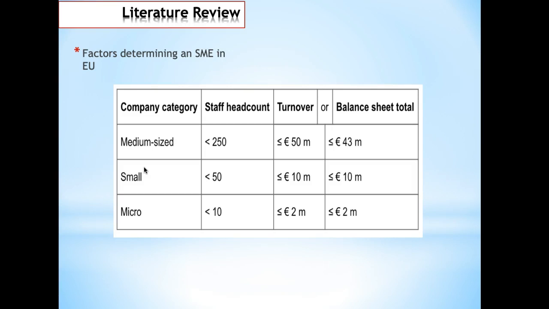The first one is medium-sized, with a staff headcount of less than 250, a turnover of less than 50 million euro, and a balance sheet total of less than 43 million euro. So based on the staff count, balance sheet and turnover, we can determine if the SME is medium-sized, small, or micro. You can clearly see that for a micro SME, the staff headcount is less than 10. It can be a one-man business, but still it is an SME.